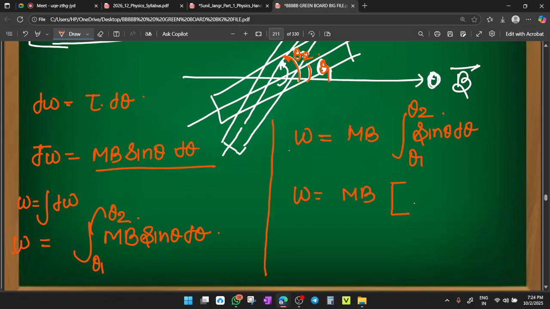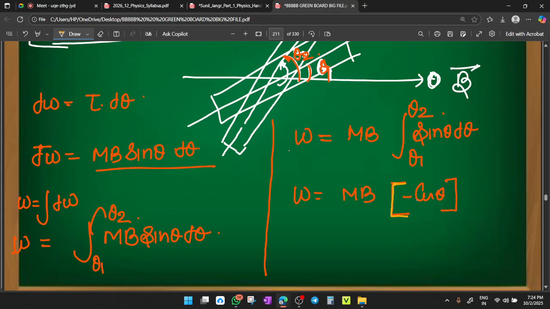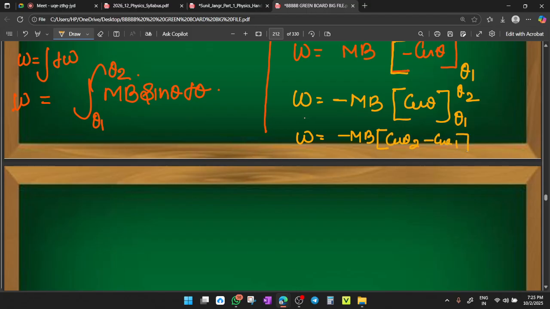Now the integration of sine theta is equal to minus cos theta. Clear? Do you know the integration of sine theta is equal to minus cos theta? So the integration of sine theta equals minus cos theta, and the limit is theta 1 to theta 2. So W is equal to negative of m b, the minus sign can be taken out, and here cos theta, and the limit is from theta 1 to theta 2. Now place the values here. So W is equal to minus m b, upper limit cos theta 2 minus cos theta 1. Clear?